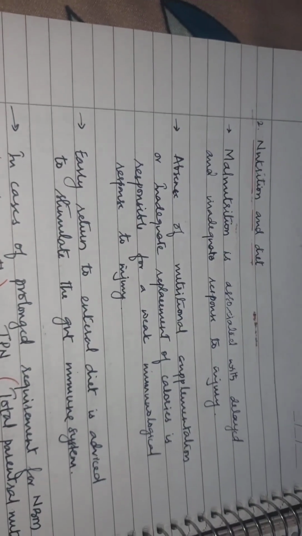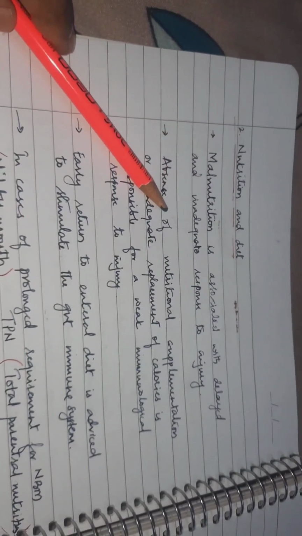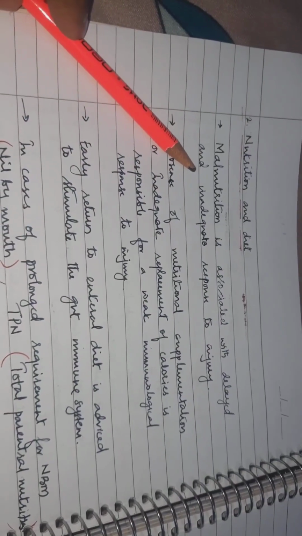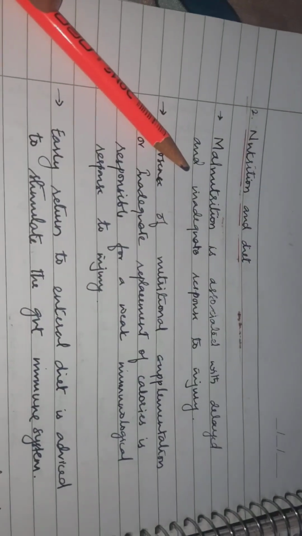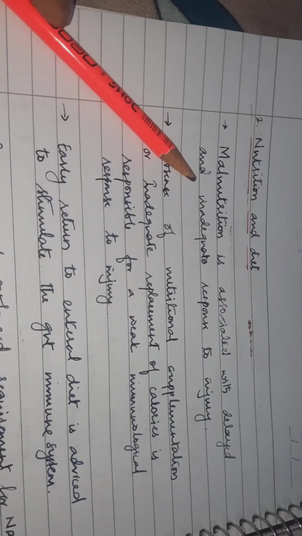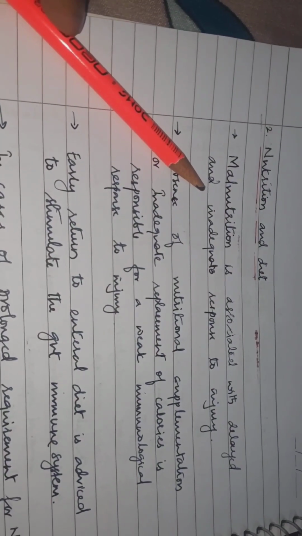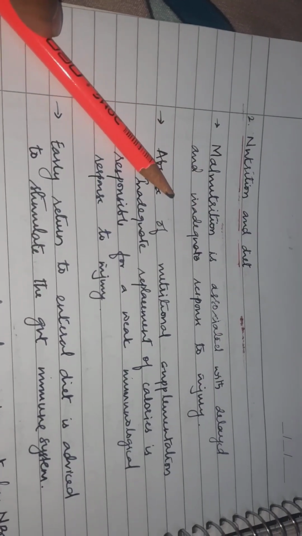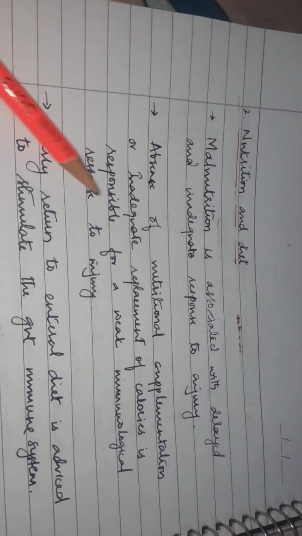Next is nutrition and diet. Malnutrition is associated with delayed and inadequate response to injury. The reason is obvious, because there are depleted stores of proteins, and proteins are the raw materials for immunoglobulins and the immune system itself. That is why malnutrition is associated with delayed and inadequate response.